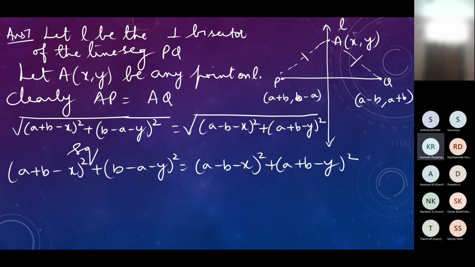So what else you can do? What is the other way of working this? See here, just transpose. See here, A plus B minus x the whole square. Now look for its counterpart on the other side in the RHS. In the RHS, tell me a term that looks like this, A, B, and X.